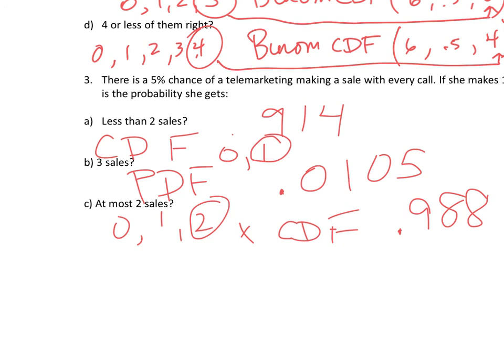All right, so those are the last ones for our viewing audiences elsewhere. CDF with 1 as the x value gives you that. PDF with 3 as the x value, and then CDF with 2.